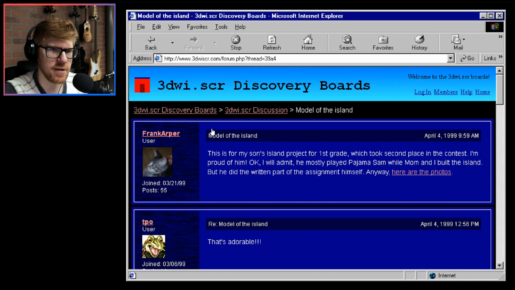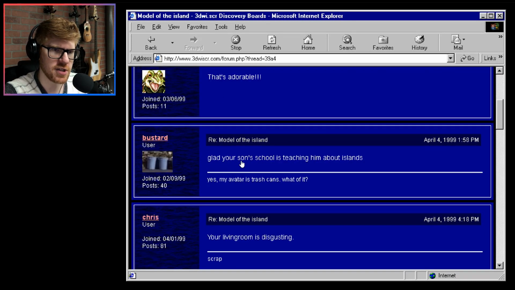Okay, this is for... Wait, it's a new model of the island. 99. This is for my son's island project for first grade, which took second place in the contest. I'm proud of him. Okay, I will admit he mostly played Pajama Sam while Mom and I built the island, but he did the written part of the assignment himself. Anyway, here are the photos. That's adorable. Glad your son's school is teaching him about islands.